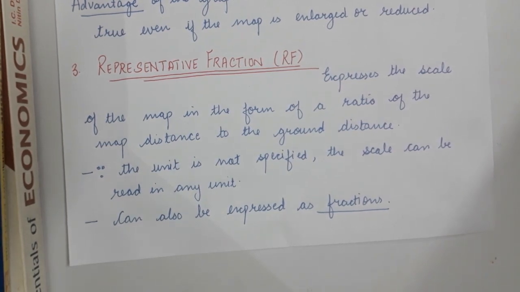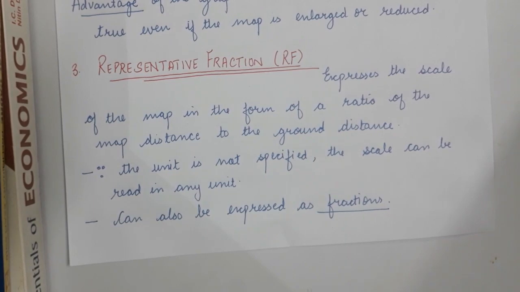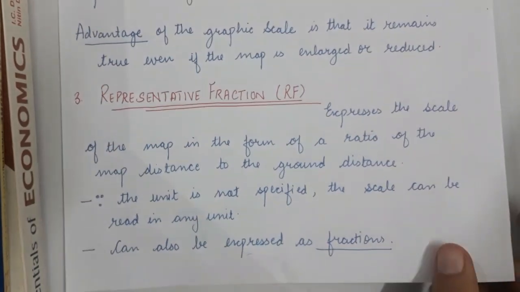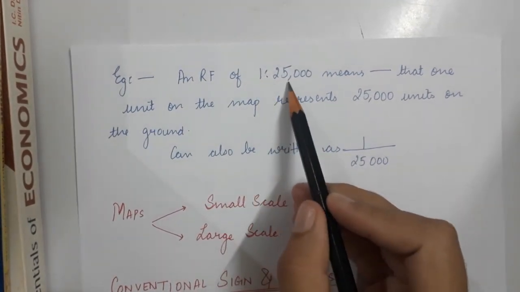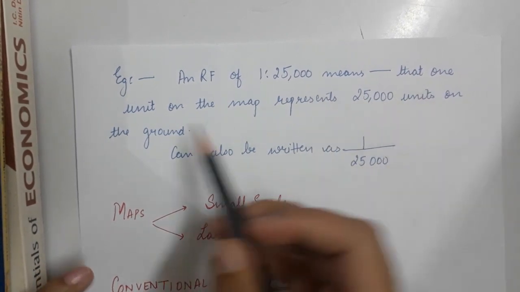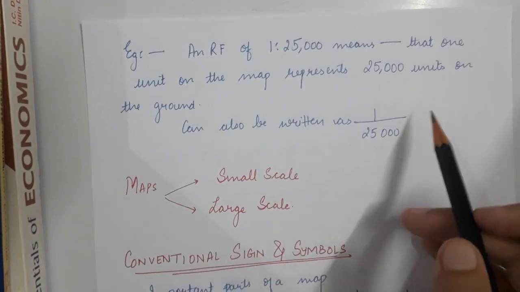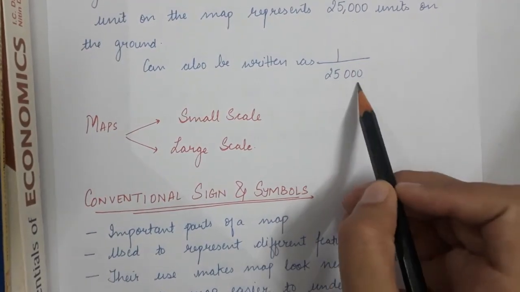Because in the previous one, the verbal one, we had the units also, but in this part, representative fraction, we don't have the units. This can be expressed into fractions. That one we can't express in fractions, because in that one we had units. In this one we are not concerned with the units, so we can write it like this: 1 is to 25,000, which means that 1 unit on the map represents 25,000 units on the ground. Okay, so we can also write it as 1 upon 25,000.